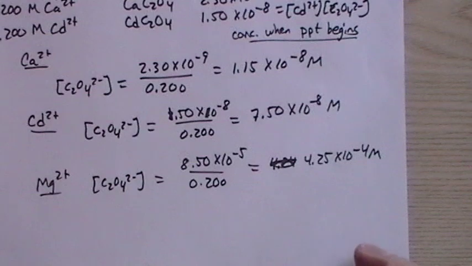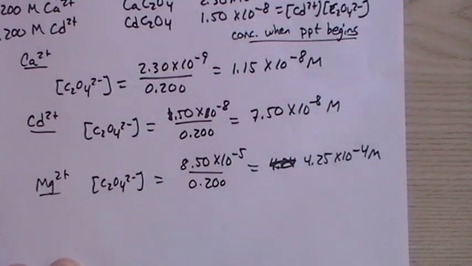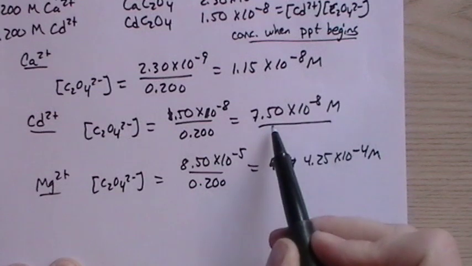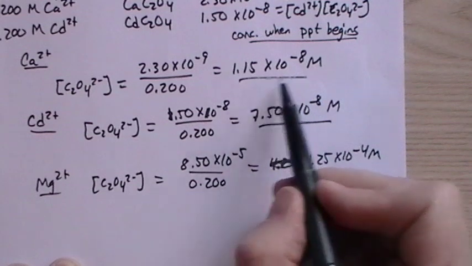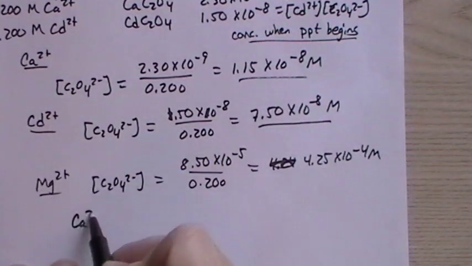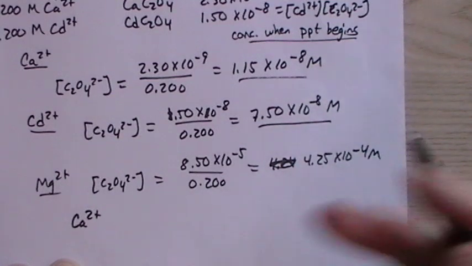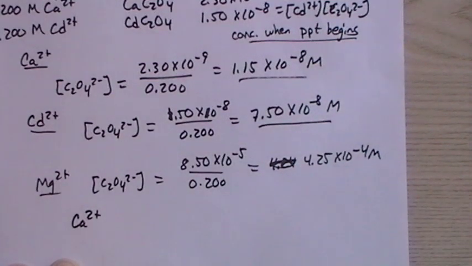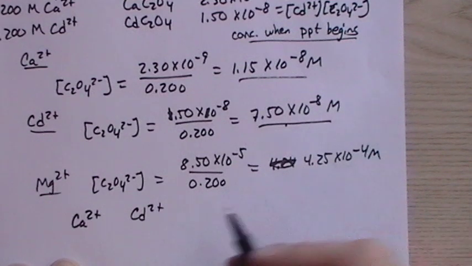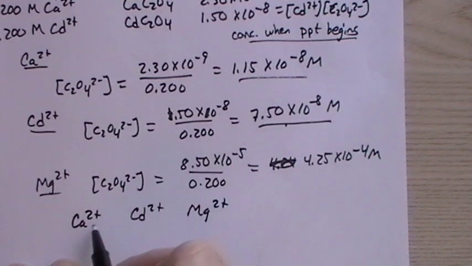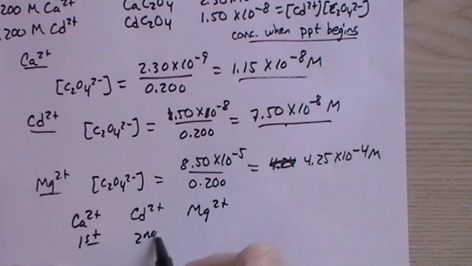Okay, so here's the answer to the first question. When we start adding the oxalate, first it's zero concentration, and then it goes up slowly from zero on up. When we reach this point at 1.15 times 10 to the minus 8, that's the lowest concentration at which something happens. The calcium begins to fall out. Now the oxalate has been used up, but we can just keep adding it and the concentration will build. Eventually we hit this concentration and the cadmium begins to fall out. And then we have to go up about 10,000 times more in concentration to get the magnesium to fall out. So the calcium falls out first, then cadmium second, and then magnesium third.